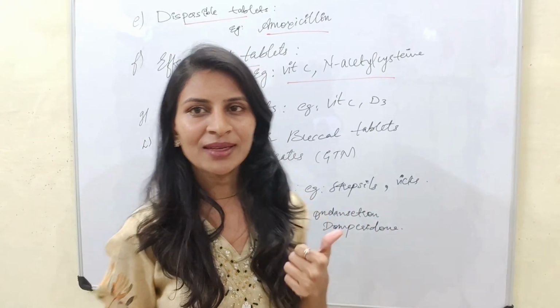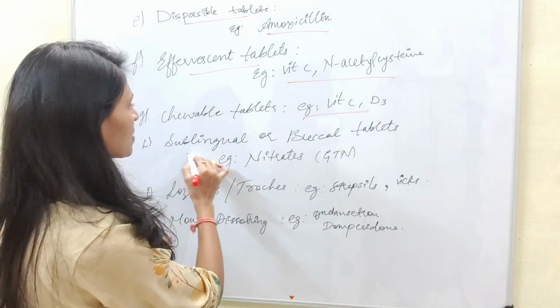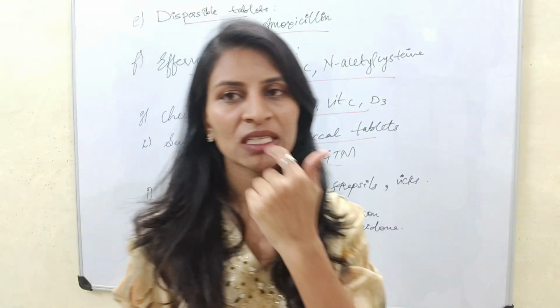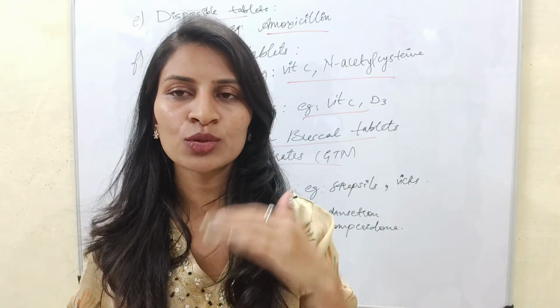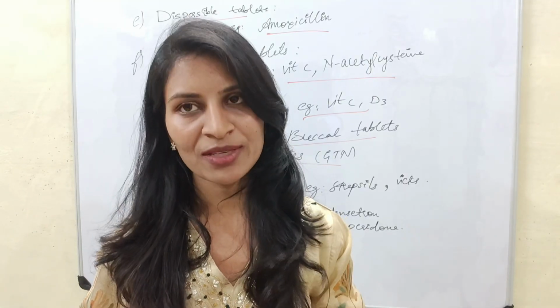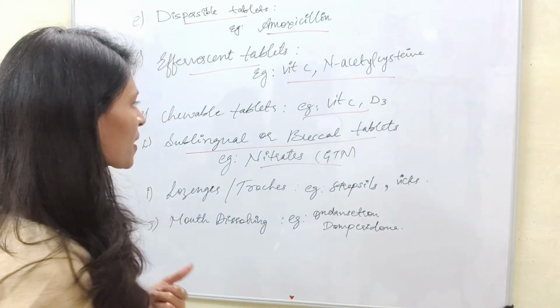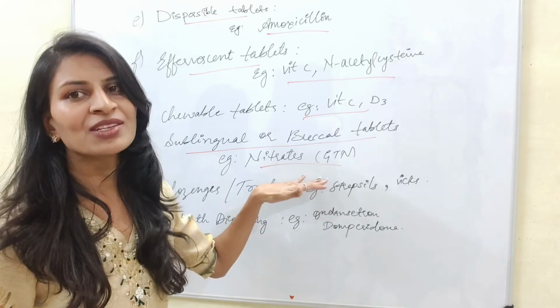Next one is chewable tablet, that is vitamin C and D3. And then next is sublingual or buccal tablets, example nitrates, GTN. These are kept under the sublingual route. Through the submucosa, it directly enters into systemic circulation. Okay, it is the fastest route of administration. So it can be used in emergencies in MI patients or angina, stable angina.